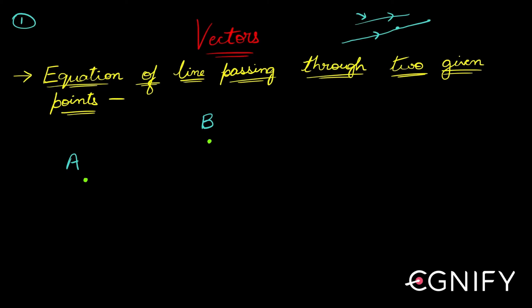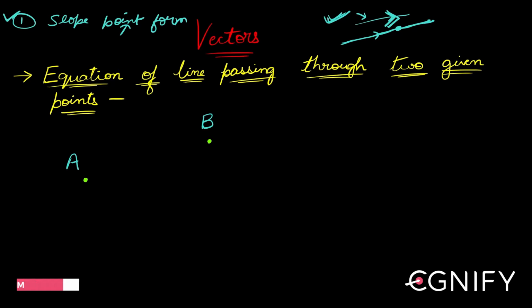there are various forms of writing the equation of a straight line. One was the slope point form, where you had one point given, and you knew the slope of the line, you could write the equation of the line. And this case is very similar to this 3D case, where you have one point given and you have a vector. You need to find the equation of a line which passes through this point and is parallel to this vector. This case is very similar to your 2D case of slope point form.